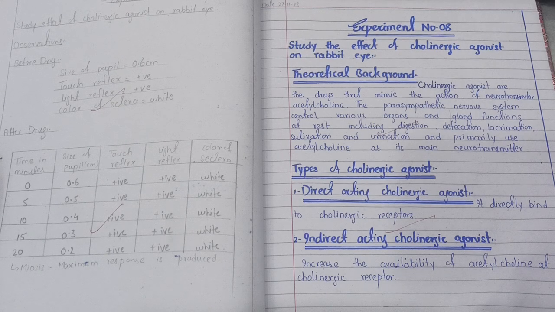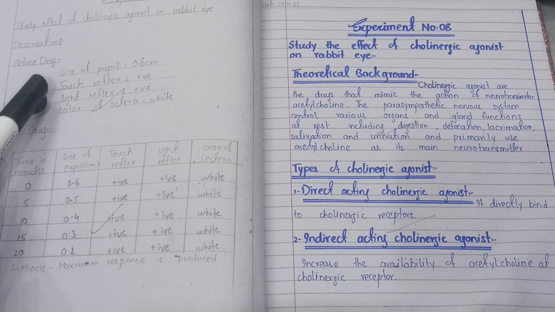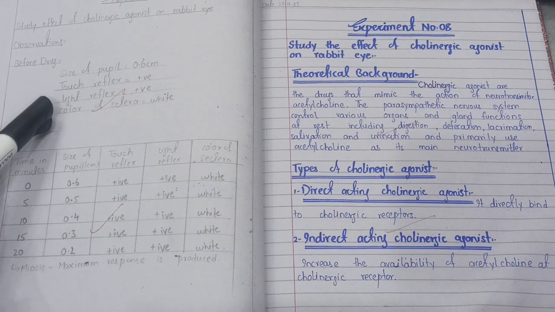So with the touch reflex, when you put anything that touches the rabbit's eye, the rabbit rapidly begins to blink its eyes. This is called touch reflex. So if the rabbit blinks its eye, it means the touch reflex is positive. Then you will measure the light reflex.